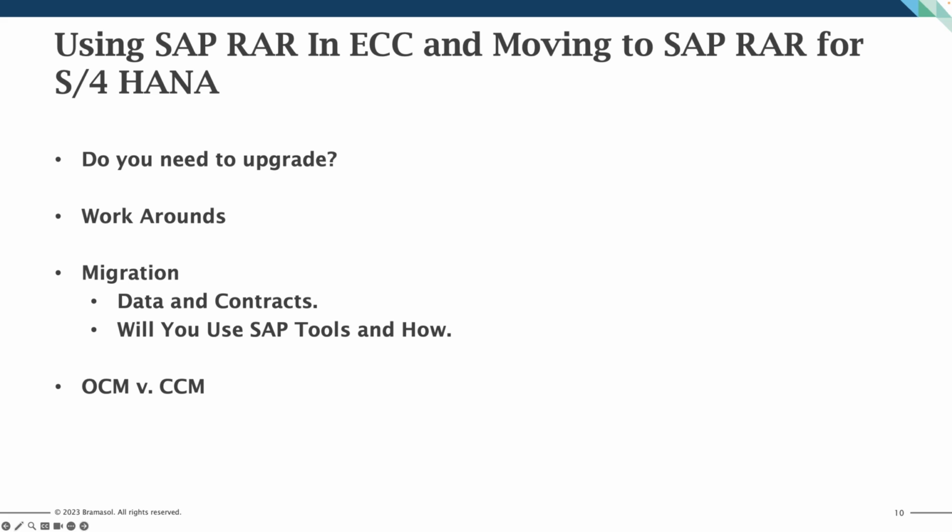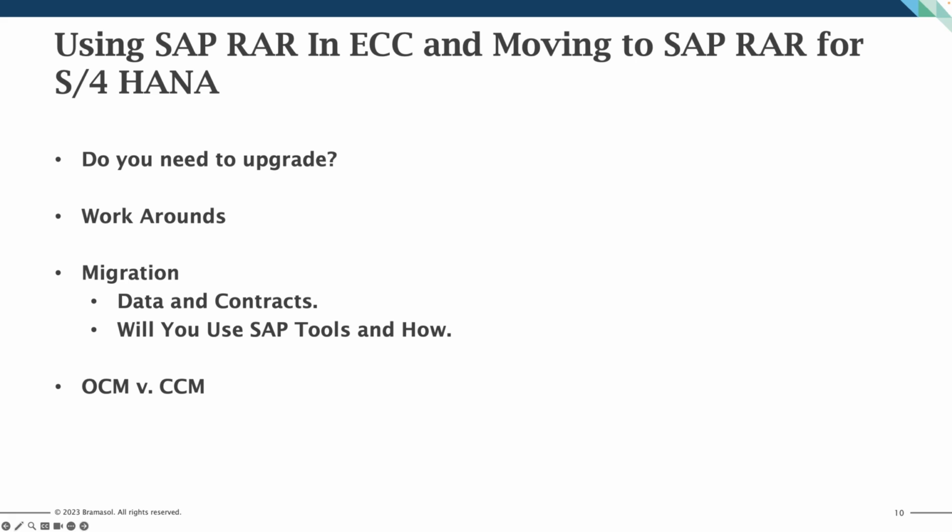Other questions come up like, do you need to upgrade? Are there workarounds? And again, we talk about migration, and maybe we can just work through each of these, Jacek. In the case of migration, there's twofold. One of them you mentioned is data and contracts, and we need to talk about that. But there are SAP tools. Let's just take it in order. What should people think about, do they need to upgrade before? What thoughts do you have on that?